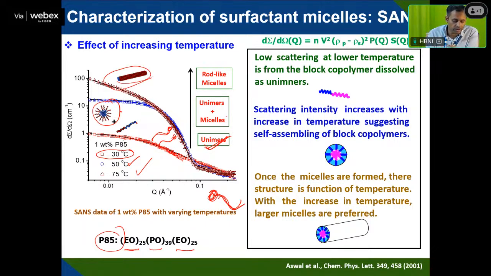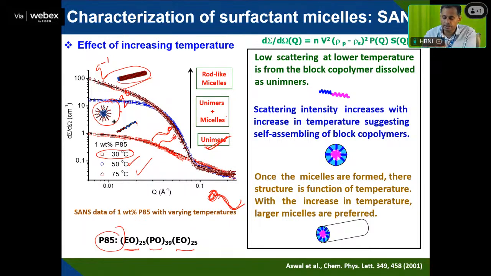So that information, if you do the small angle neutron scattering and then you fit here, this will be q to the power -1, here q to the power 0, here 0. That's this unimer or micelles there. So that information you will be able to get by fitting with this model. And the low scattering at low temperature is from block copolymer, mostly in a dissolved, uniform state here.